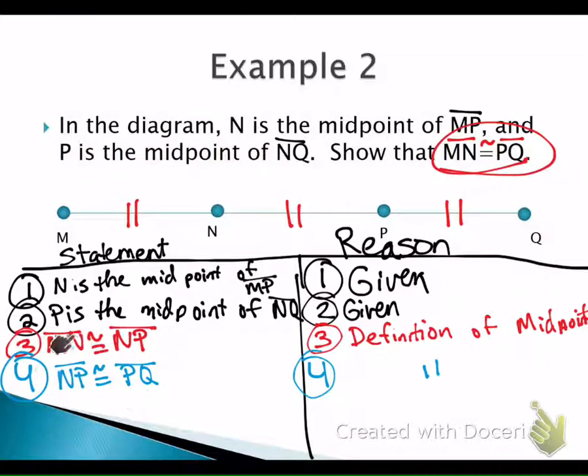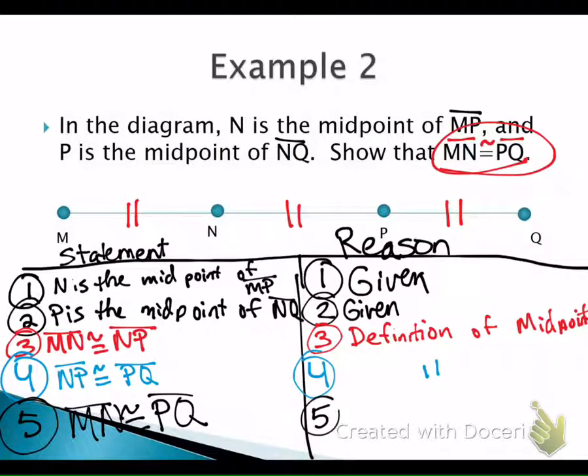Yeah. What property is this? Of the ones we just learned, which one does that look like? So I can show that MN is congruent to PQ because of the transitive property. Good. That's your first proof.